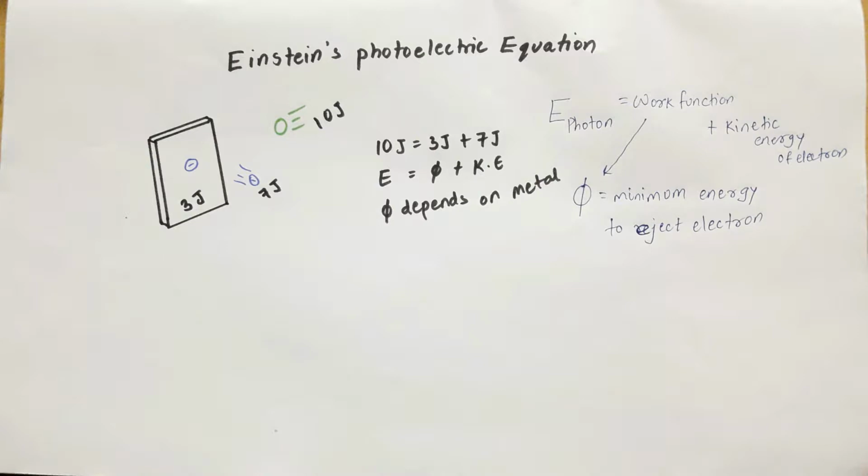Let us take another example where the energy of the photon is equal to 3 joule. Then the electron will just get ejected out from the surface without any kinetic energy. The kinetic energy will be 0.